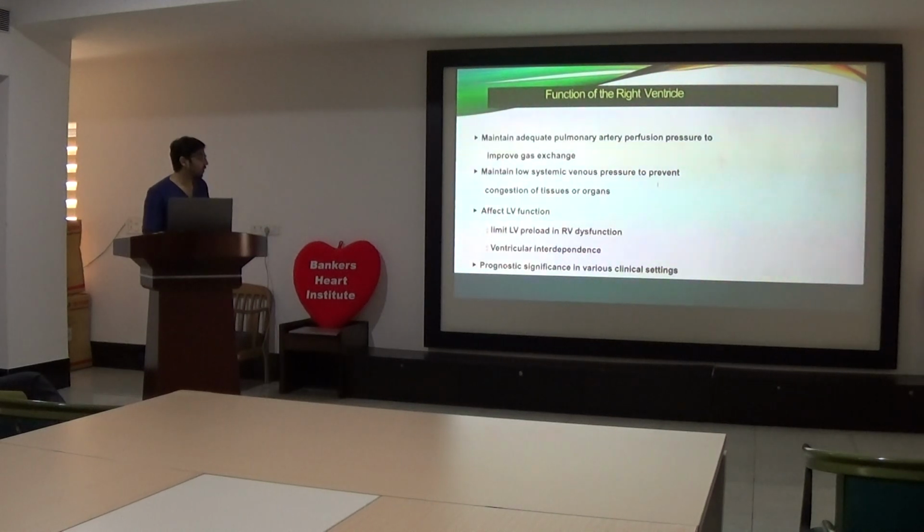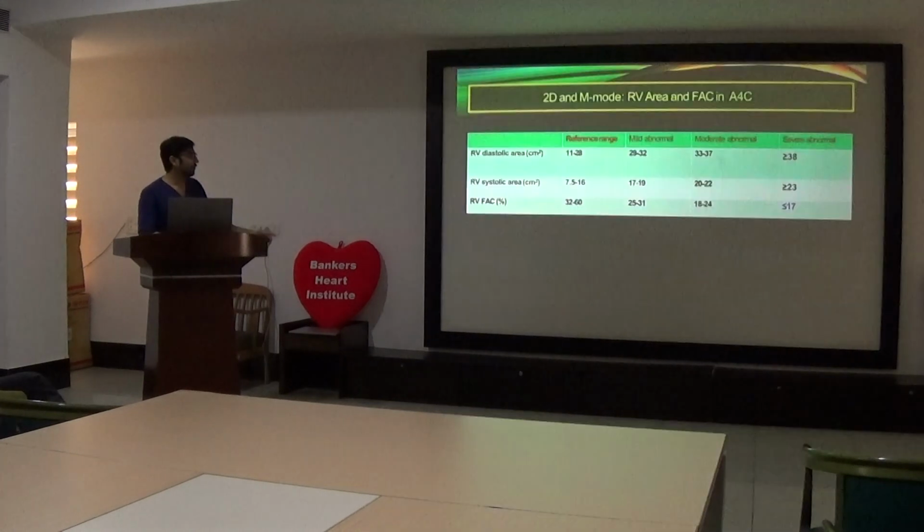So it also affects LV function; limit the LV preload in RV dysfunction. Ventricular interdependence means that with volume overload in the RV, the septum bulges toward the LV, and the output of the LV is also reduced. So it has prognostic significance in various clinical settings.